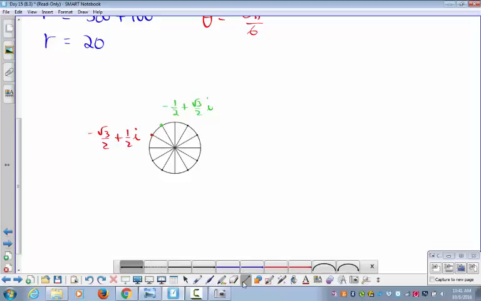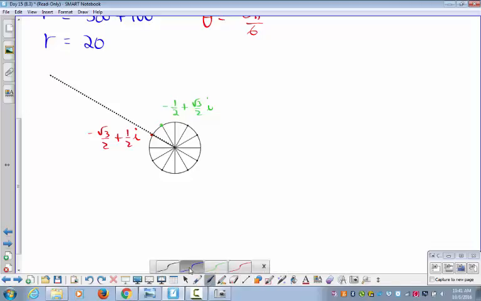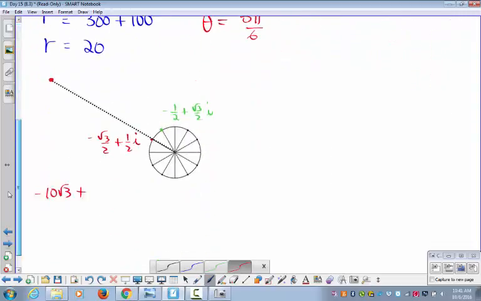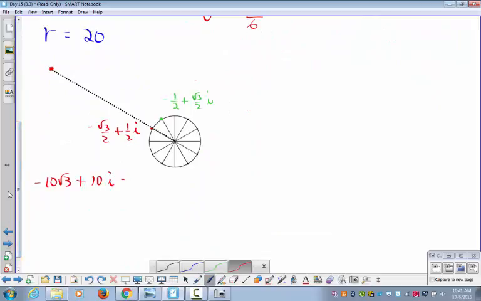So then we're imagining that complex number is outside of the unit circle, which we know it's going to be, since the radius is 20. If the radius was less than 1, it would be on the inside. But we're out here somewhere. And our question is this. Okay, we've got minus 10 root 3 plus 10i. Plus 10i.